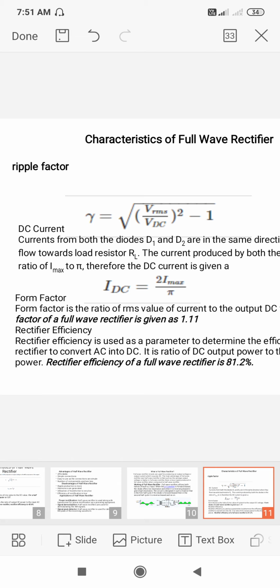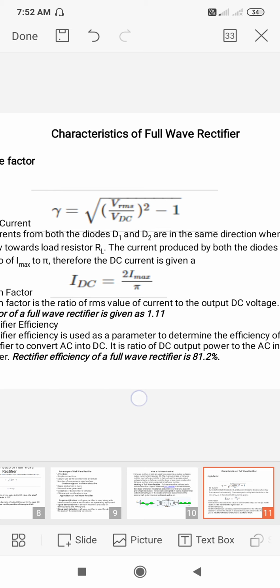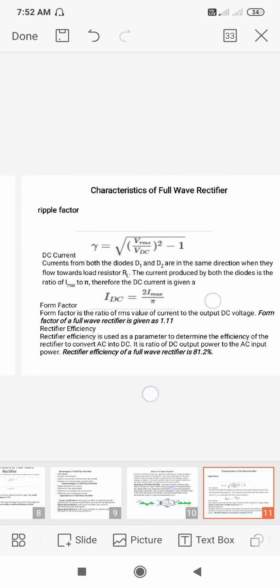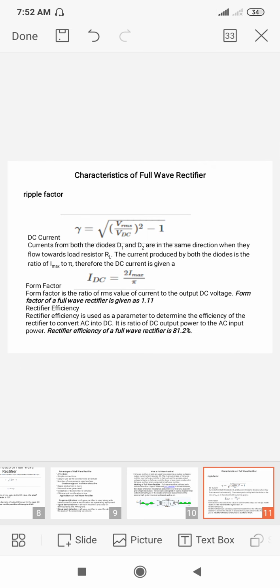Next are the characteristics of the full wave rectifier. The ripple factor gamma is equal to the square root of (V RMS by V DC) squared minus 1. The DC current of the full wave rectifier: the currents of D1 and D2 flow in the same direction toward the load resistor RL. The current produced by each diode is I maximum by pi. Therefore, the DC current is I DC equal to twice I maximum by pi.